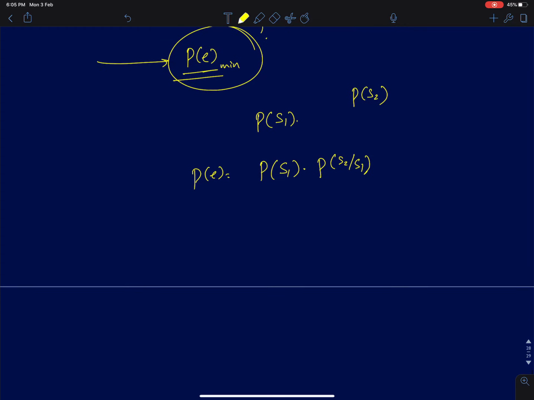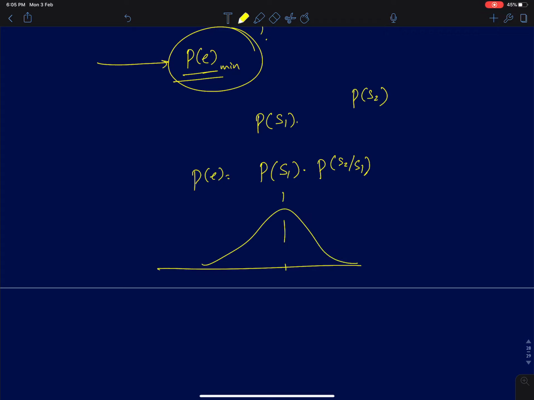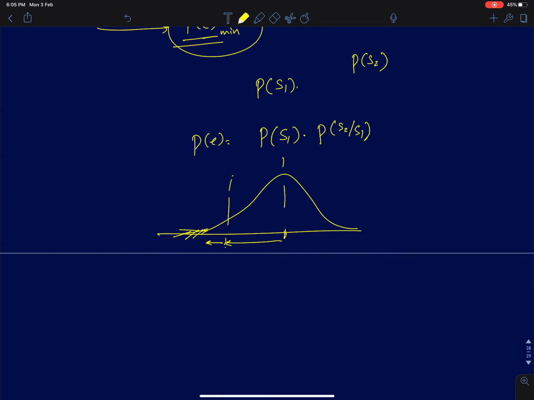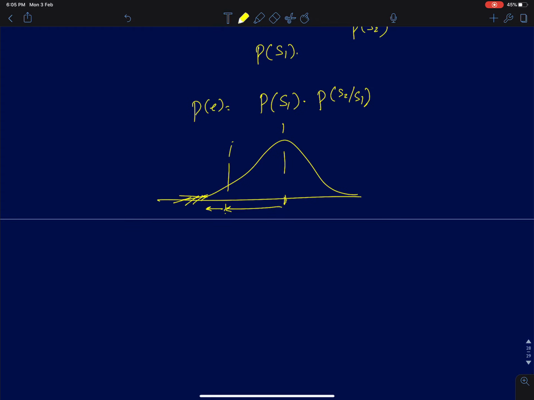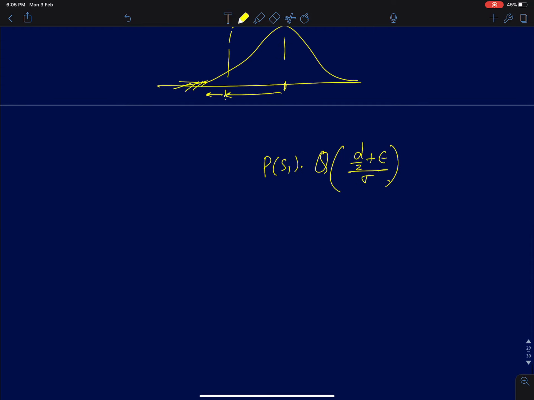Now what is that? If you take your Gaussian random variable, you will have to integrate it, instead of from d by 2, from d by 2 plus epsilon, and then find the area under this curve. So that's simply going to be probability of S1 into Q of d by 2 plus epsilon by sigma. If you recall, if it was exactly at the origin where epsilon was 0, the probability of error was Q of d by 2 by sigma. That was your probability of error. But now because we have added epsilon to it, it's going to be Q of d by 2 plus epsilon by sigma.